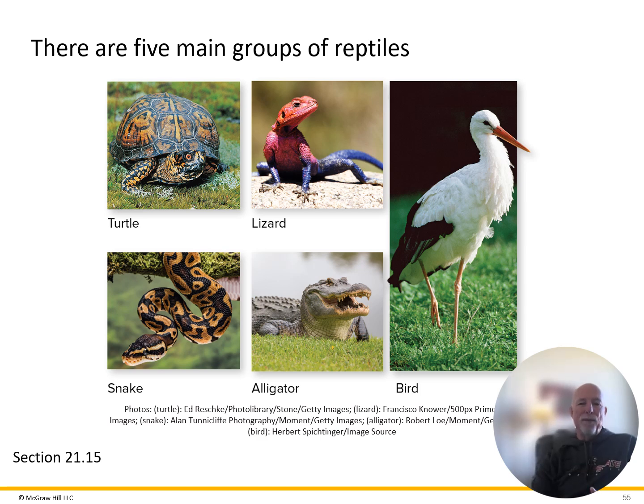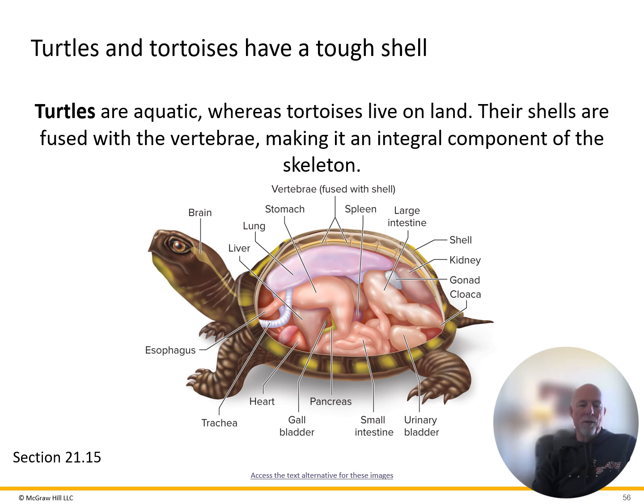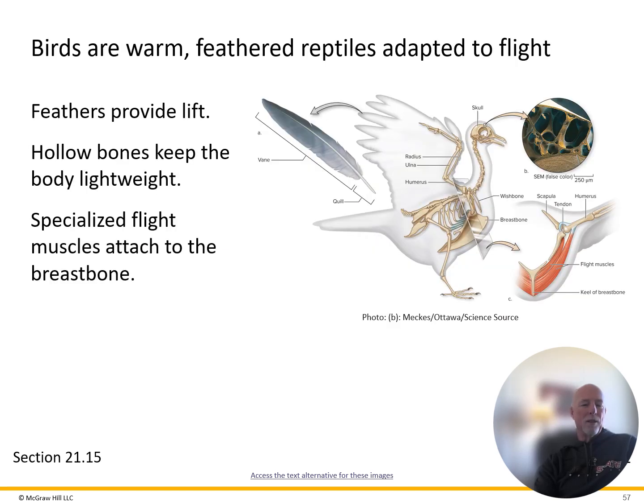So these are the 5 different groups, the remaining reptiles after the extinctions about 65 million years ago. Very diverse group. Some of them very long living. Some tortoises and some turtles have longer lifespans even than humans do. Very tough protective shell. Those are the turtles. Turtles technically are aquatic. Tortoises live on land. That's how we distinguish between the two groups. But very distinct vertebral column.